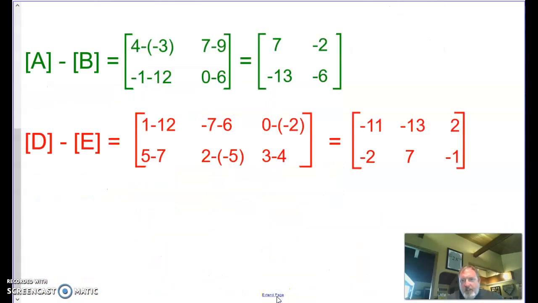All right, last one we did D minus E, so same idea, same numbers that we used before, only now we're subtracting. And again, here is our result. Again, feel free to pause if you need to write these down, or to go back if you need to.